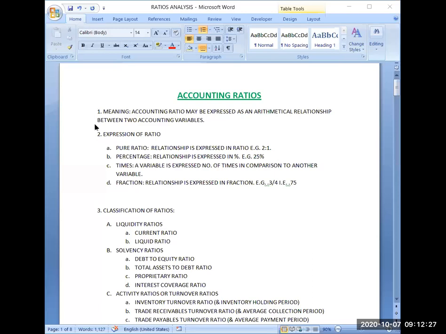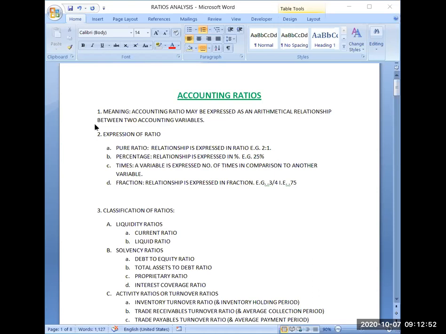In the first chapter you have done financial statements of a company. In that you have learned what is the format of the balance sheet of a company and what is the format of statement of profit and loss of a company. Then you have learned some analysis techniques, how to analyze these financial statements. Two of these techniques you have already learned: one is comparative statement and one is common size statement.